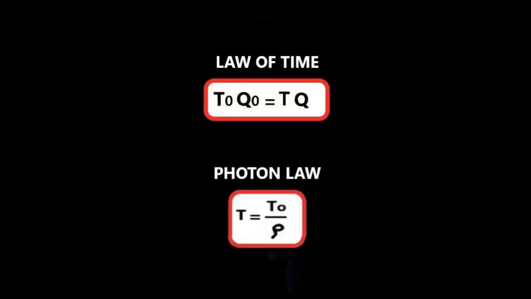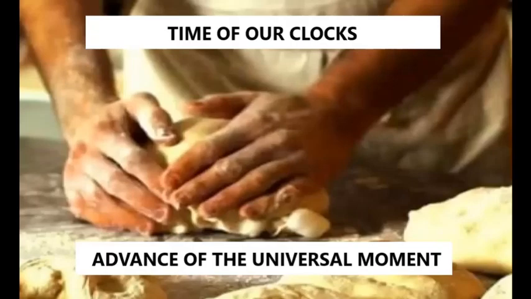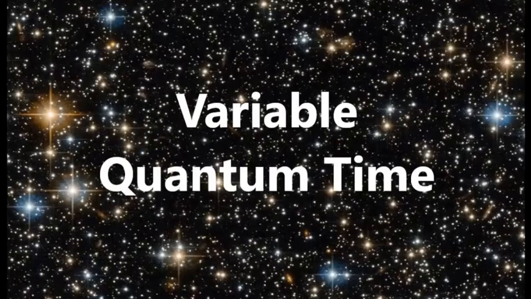These verifications magnify the importance of these two laws, so as not to continue making the baker's mistake, by confusing the time of our clocks with the advance of the universal moment. There are more conclusions thanks to the variable quantum times.